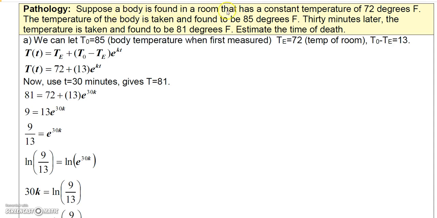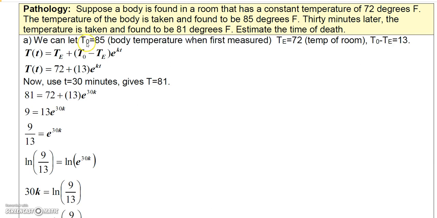Suppose a body is found in a room, and the room has a constant temperature of 72 degrees Fahrenheit. The temperature of the body is taken and found to be 85 degrees. 30 minutes later, the temperature is taken again and found to be 81 degrees. Estimate the time of death.